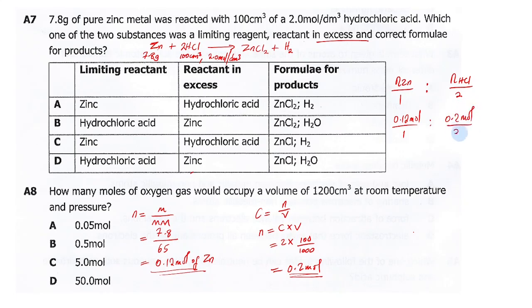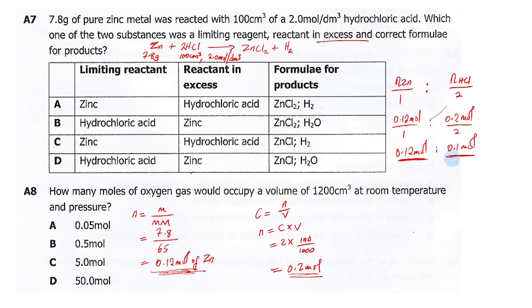moles divided by 2. So when we divide the 0.12 moles by 1, it is going to give us the same, 0.12 moles. Then for 0.2 divided by 2, it is going to give us 0.1 moles. Now this means that of what we are provided, the reaction is going to use all of the zinc. All the moles of zinc that have been provided will be used in the reaction, because this is coming from the reaction relationship. But here, out of the 0.2 moles of hydrochloric acid that were provided, only 0.1 will be used.